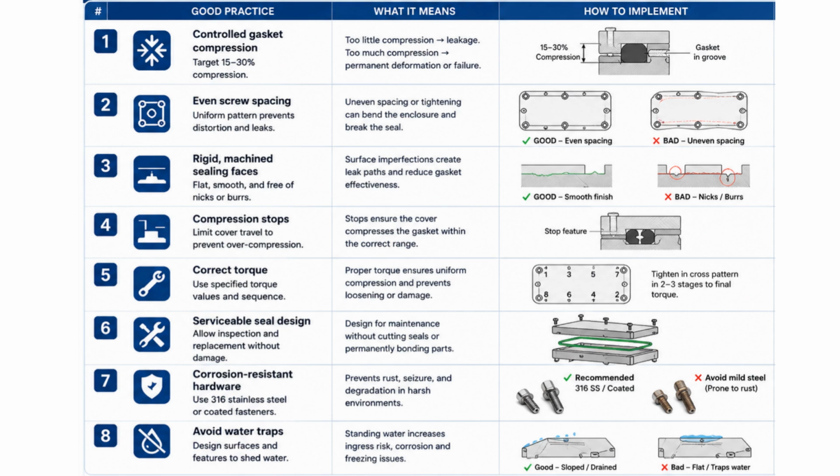Corrosion-resistant fasteners, such as coated or 316 stainless steel hardware, improve durability. Finally, the enclosure should avoid water traps by using sloped surfaces, drainage paths, and good external geometry. Reliable IP protection comes from good design, correct materials, controlled assembly, and proper validation testing.